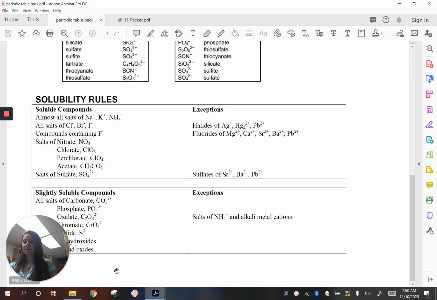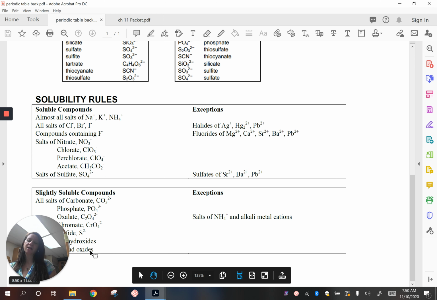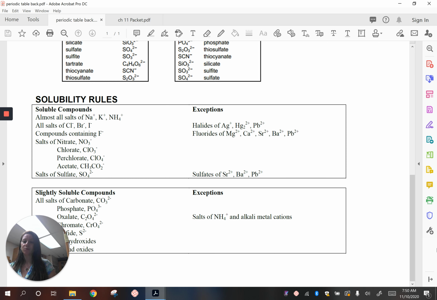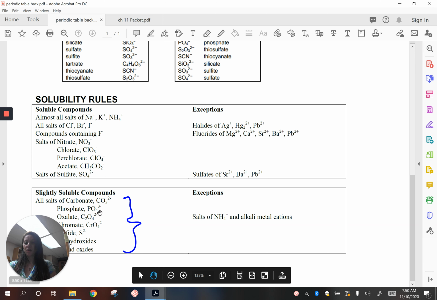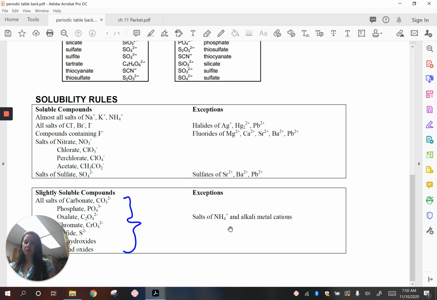The other box is the opposite. These are things that are not usually soluble, and this is their exception. And this exception actually applies to all of them. So all of these are usually not soluble, except when they're with ammonium or alkali metal cations. Alkali metal cations are like potassium, sodium, lithium, rubidium, and so on.